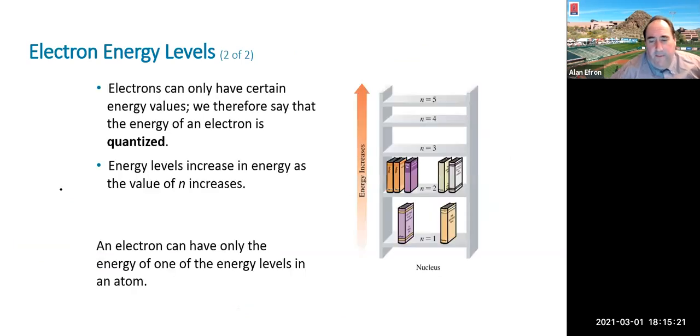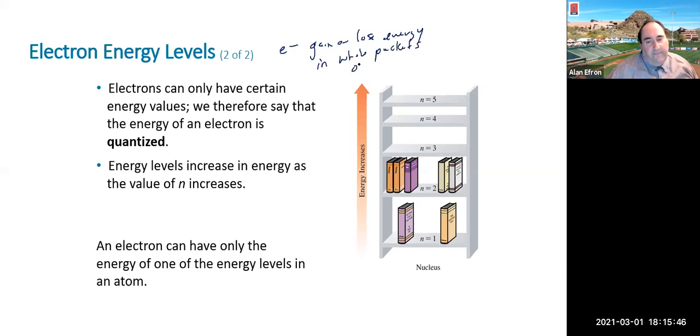So an important part about these energy levels is that they are what are referred to as being quantized, which is also a fancy word for basically meaning electrons will either gain or lose energy in whole packets of energy. And really what that means is you could think about it like a staircase, for example. Or a bookshelf, I guess.